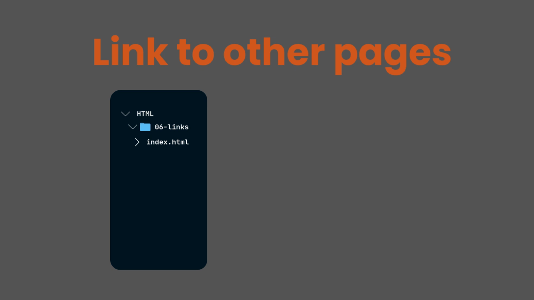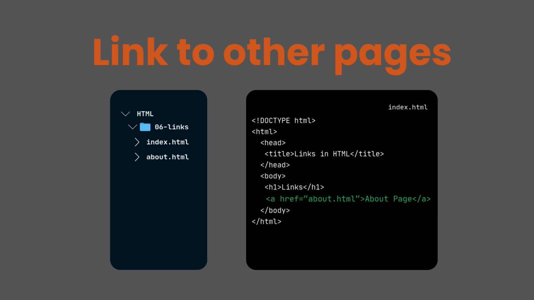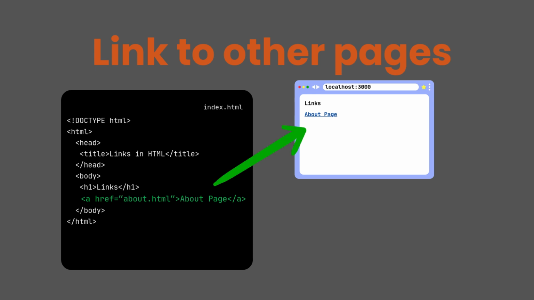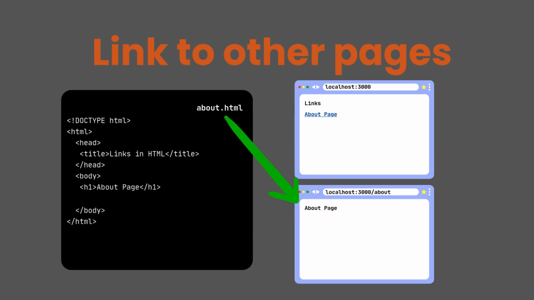Now let's talk about linking to another page on your website. If you have multiple pages, you can link them together easily. Let's say you have a second HTML file called about.html. Here's how to link to it. This example assumes that the about.html file is in the same folder as your main HTML file. When you click the link, it'll take you to the about.html page.